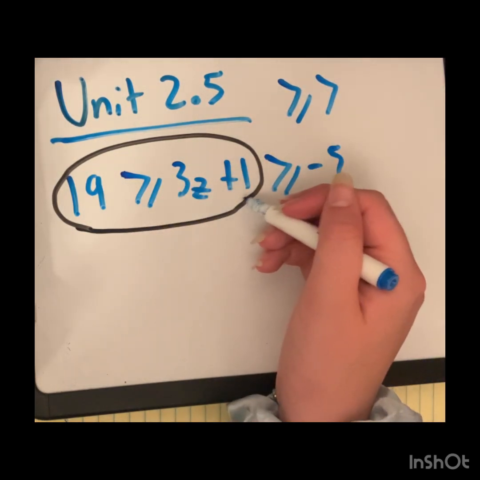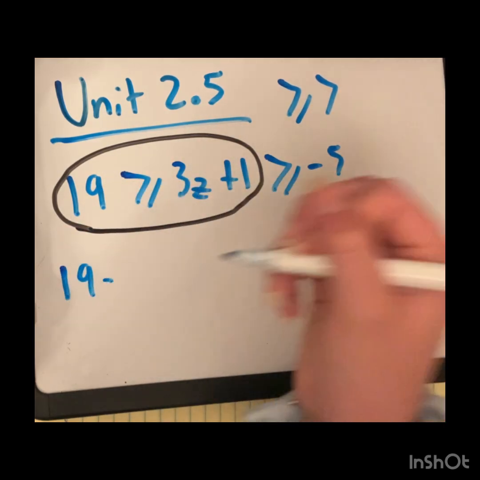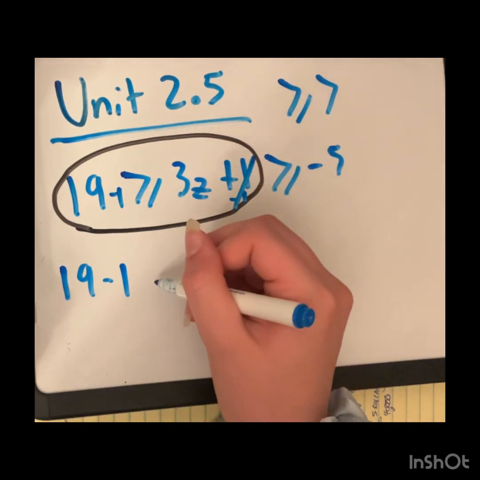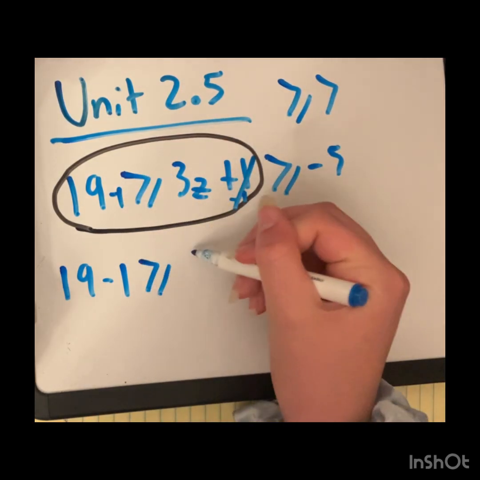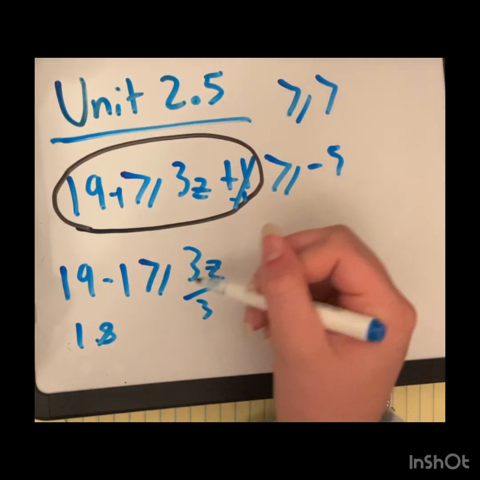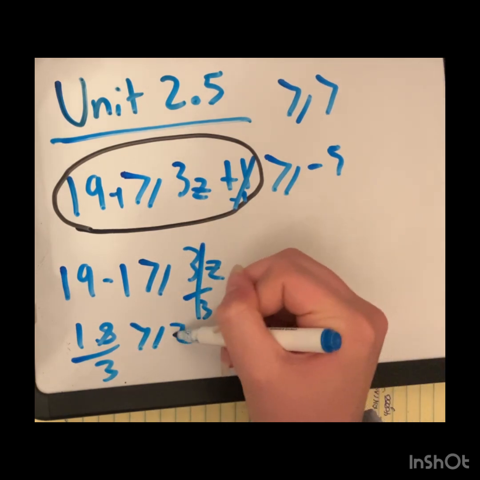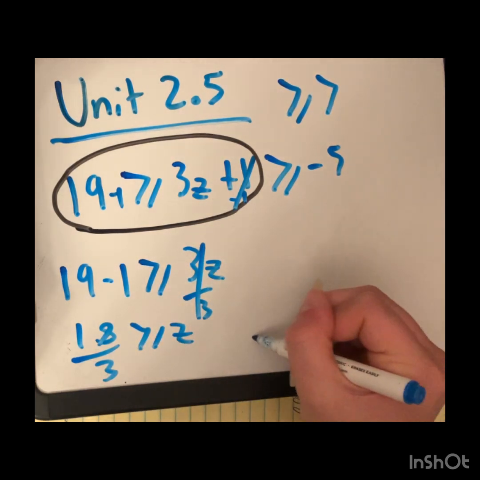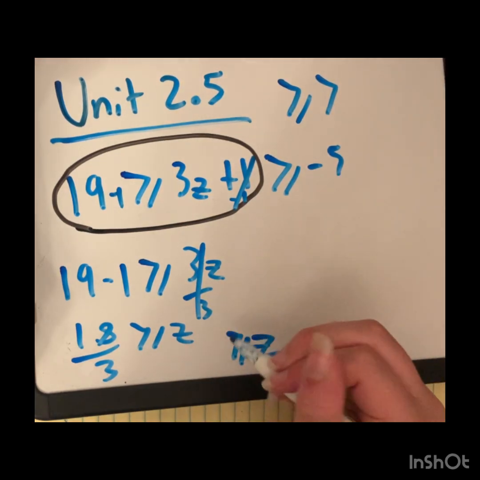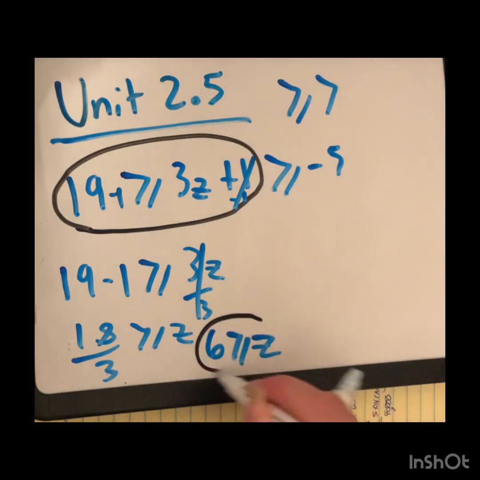You move this 1, it would become negative 1, so it would be 19 minus 1. A lot of people like doing this and just canceling it and putting it here. And then 3z is less than or equal to 18. Then you divide by 3 on both sides, and that would give you z is smaller than or equal to 6. And that would be your solution.